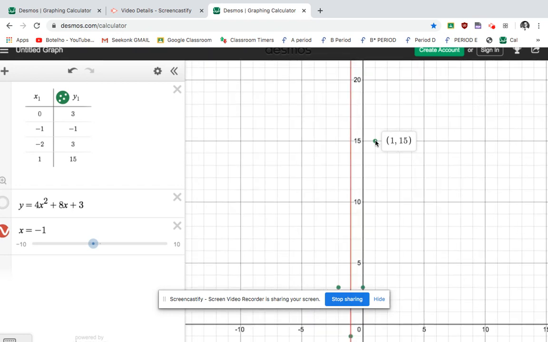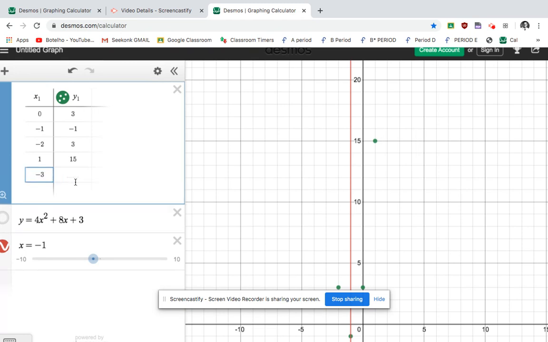Let me scroll out here. Yeah, 1 comma 15. That looks a little bit easier to figure out my parabola. So that must be one spot over, up 15. Here's my line, 2 spots. So I go over another 2, 1, 2. I'm 3 away from my y-axis, so that must be negative 3, 15. So I'm going to pop that in here, negative 3, 15. All right, so now I'm looking like I'm in good shape.